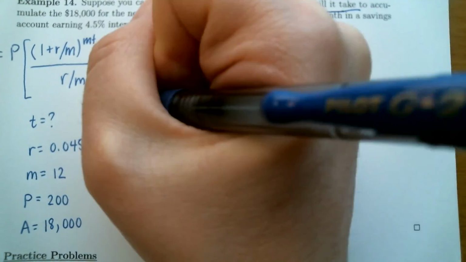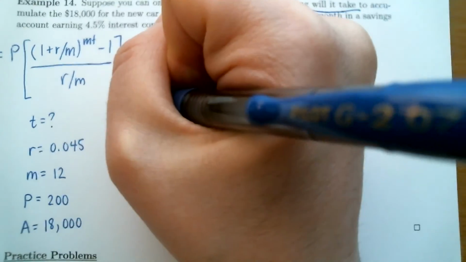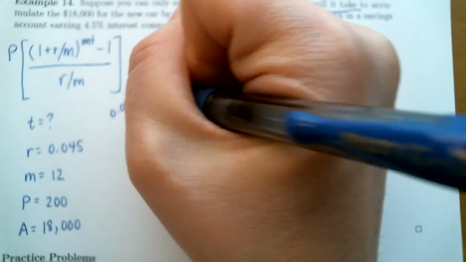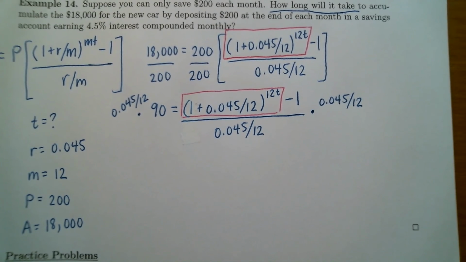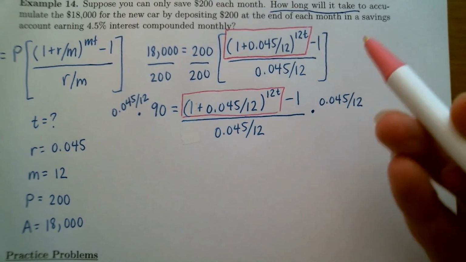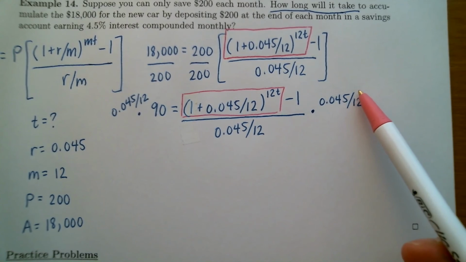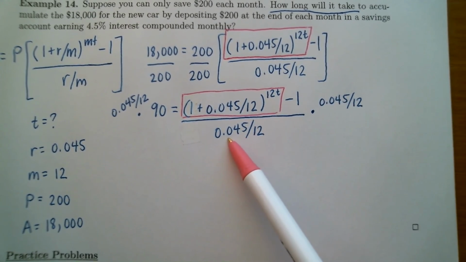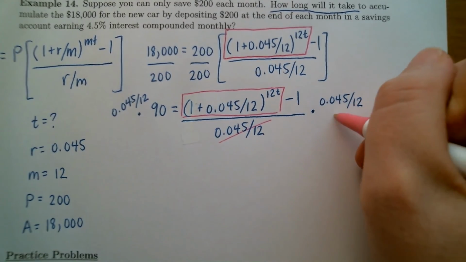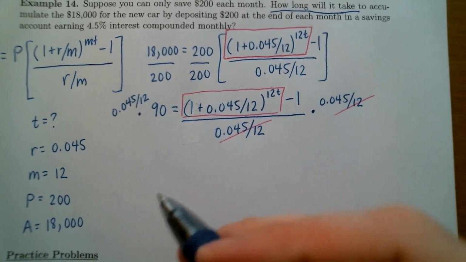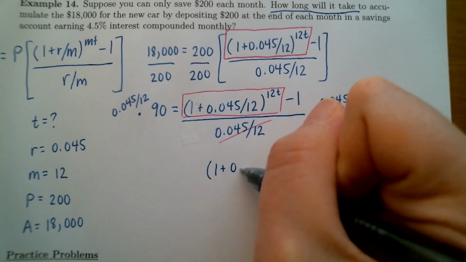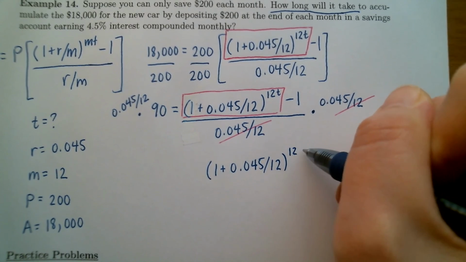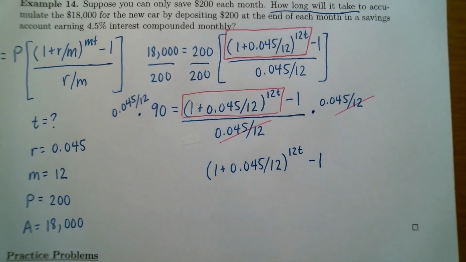So we're going to multiply both sides by this quantity. What will happen here on the right side is you have 0.045 divided by 12, with 1 in the top and 1 in the bottom, so they are going to cancel. That is going to leave you with 1 plus 0.045 divided by 12 to the 12t, minus 1 on the right.